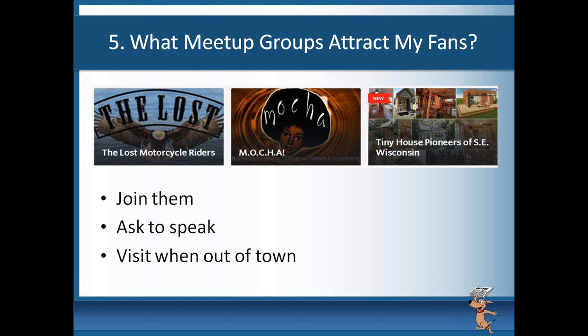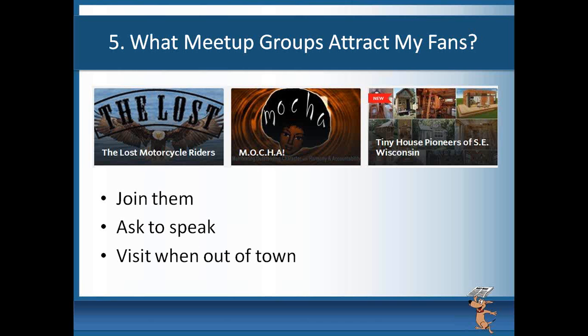Number five, what meetup groups attract my fans? Meetup.com is a giant website that has millions and millions of people signed up all over the world. They go online to Meetup.com to find people to do stuff with offline. So let's look at this first one, the Lost Motorcycle Riders. These are three Meetup groups in Milwaukee, Wisconsin, where I live. If I was a motorcycle rider looking for people to ride with, this would be a perfect group to go into to find people to ride with.